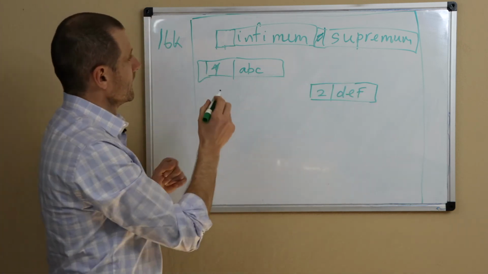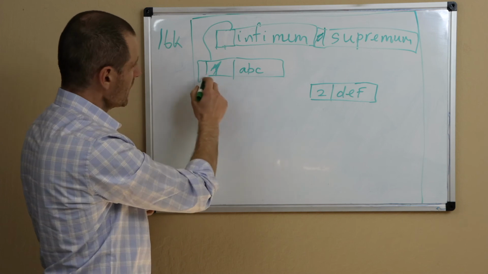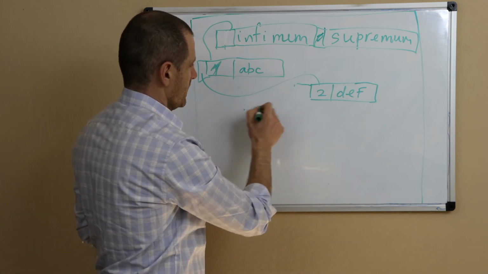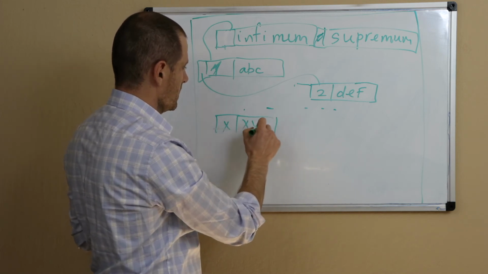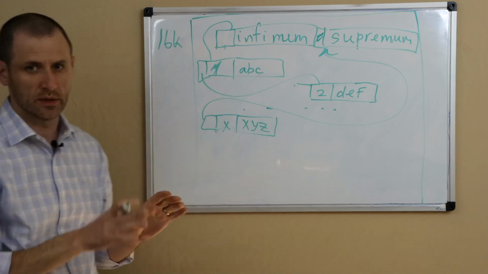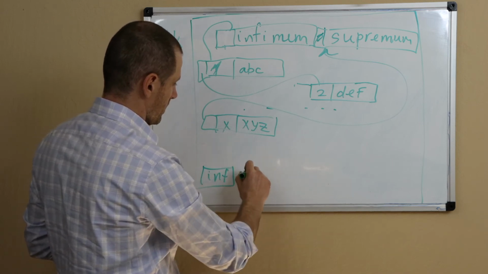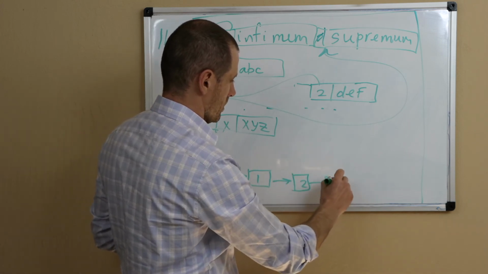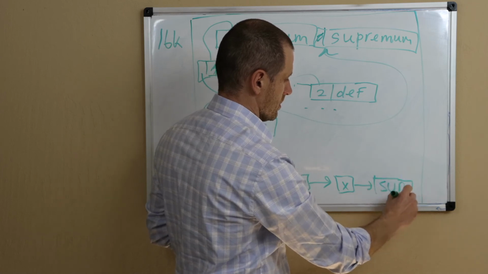of a page. So Infimum record points to the first record, and this first record points to the second record, and so on, and the last record in a page, XYZ, points to the Supremum record. So this is how it looks physically. Logically, it's Infimum record, then 1, 2, X, and Supremum.